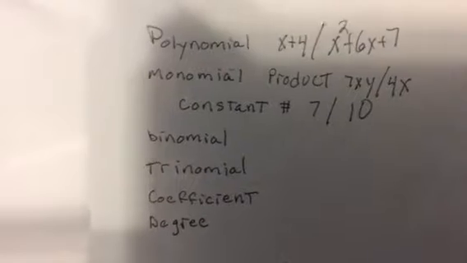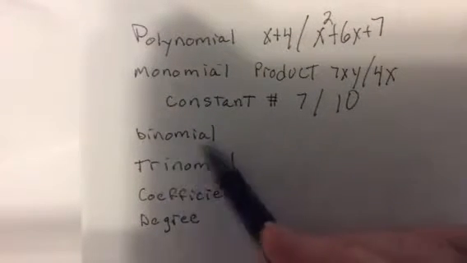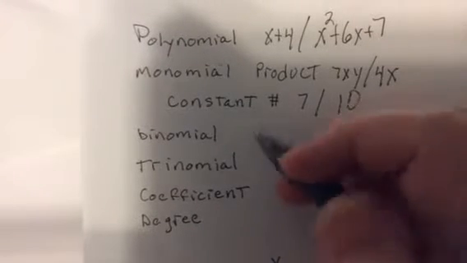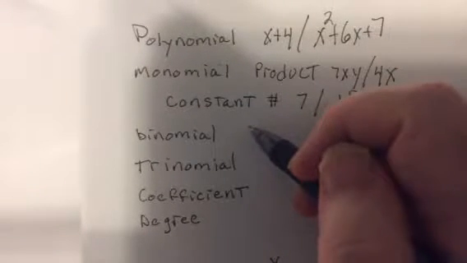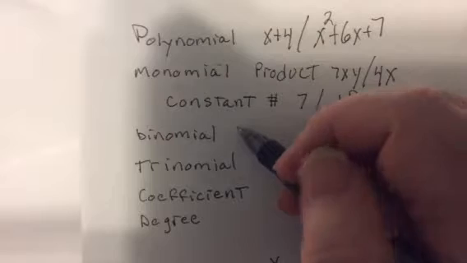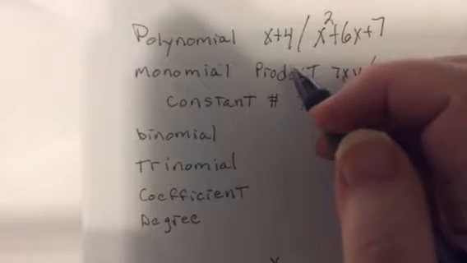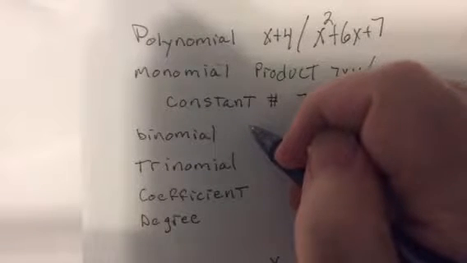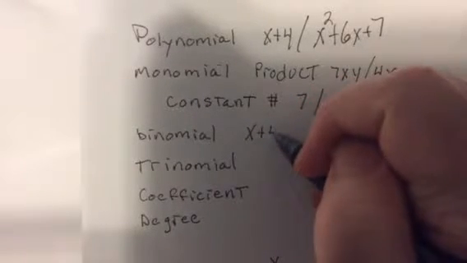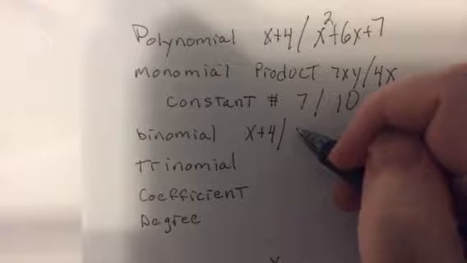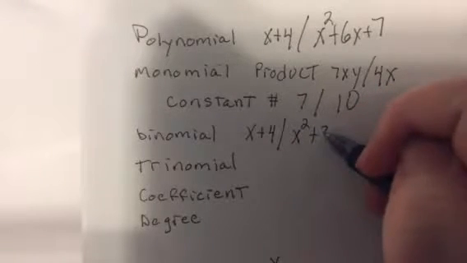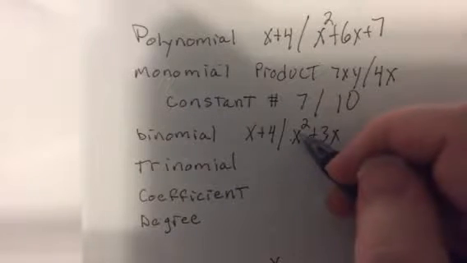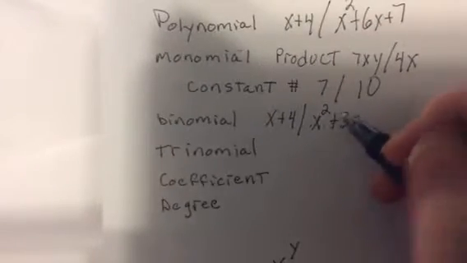Now binomial, is that a nomial that's leaving? Sorry. Binomial is the sum or difference of 2. Now I'll write these on the board when we actually do it in class, but the sum or difference of 2. So example, x plus 4. X squared plus 3x. Sum or difference of 2. Difference means subtraction, so it could be x squared minus 3x.